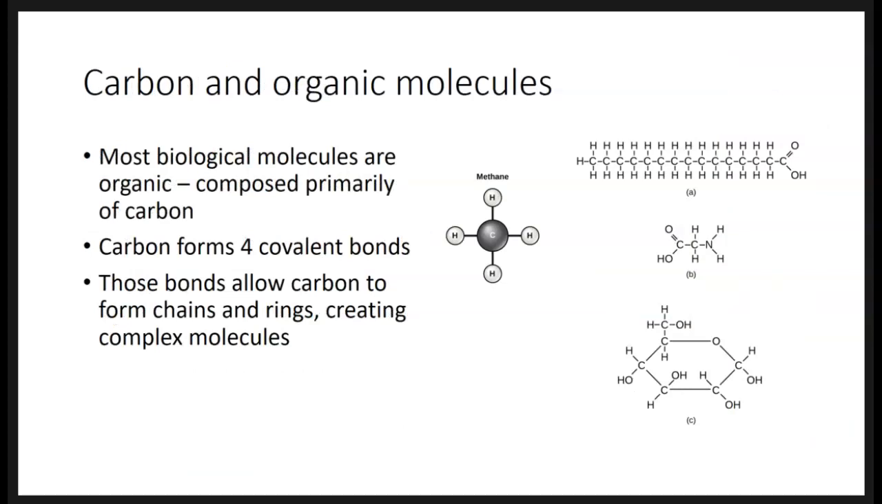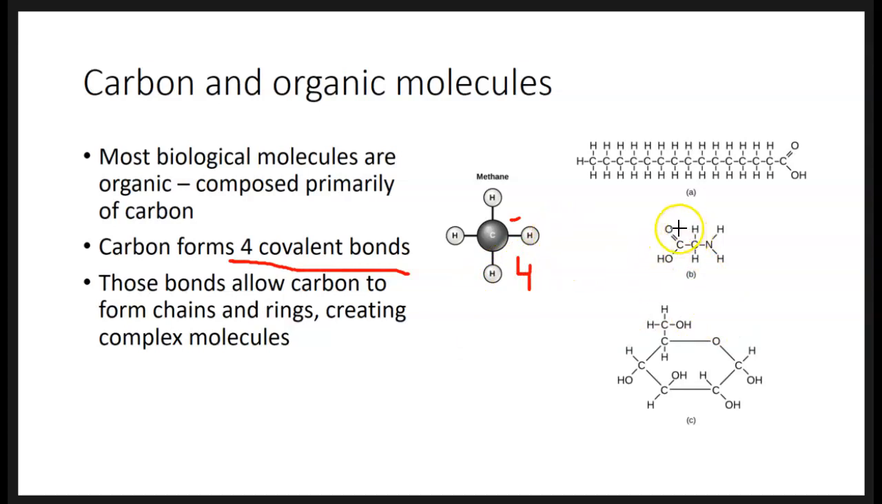So in this last part of the lecture, we're going to talk about carbon and organic molecules. Most biological molecules are organic, and they're composed primarily of carbon with hydrogens attached to it. Carbon has 4 electrons in the outer shell, and it wants 8. And so carbon forms 4 covalent bonds with other molecules. Carbon is really special, and it always forms these 4 covalent bonds, no more and no less. Anytime you see a carbon, it's forming 4 covalent bonds.